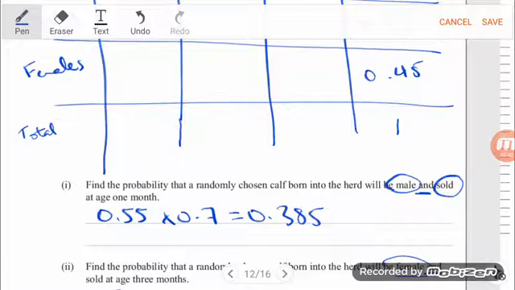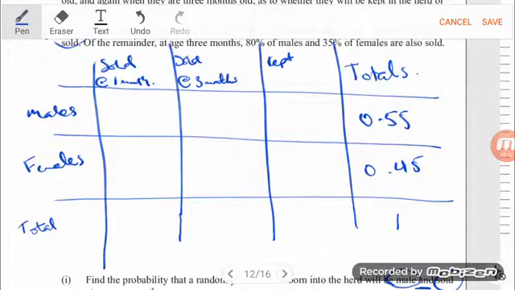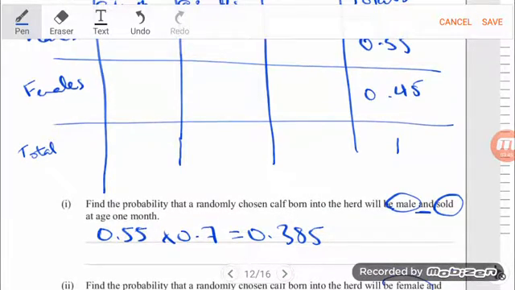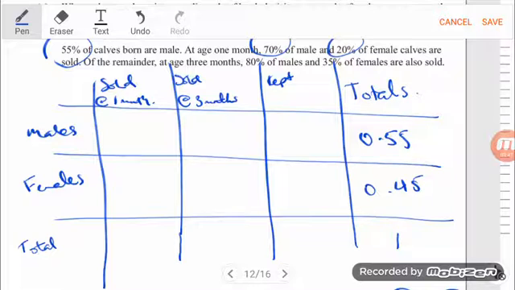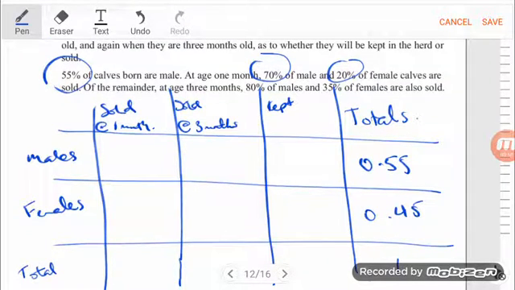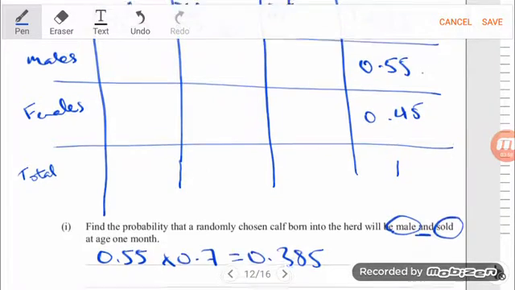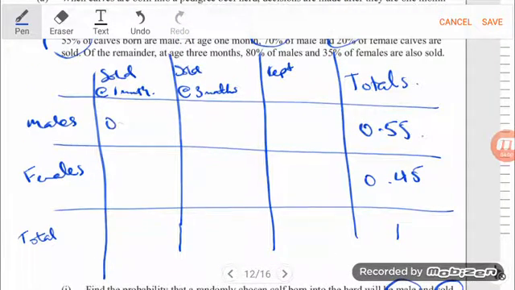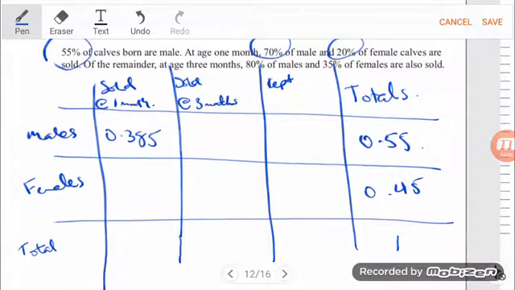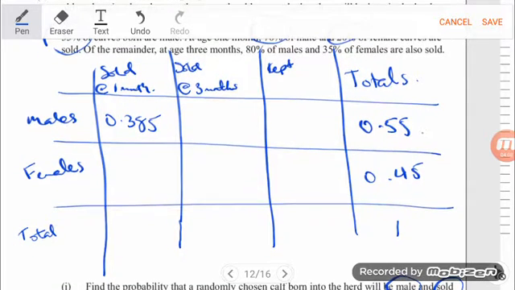Sorry about that. So male and sold at 1 month. We know that it's 70% of them times the 55%, which, as from the previous clip, we could tell was 0.385. And 20% of female calves are sold. So 0.2 times 0.45 will give us 0.09.